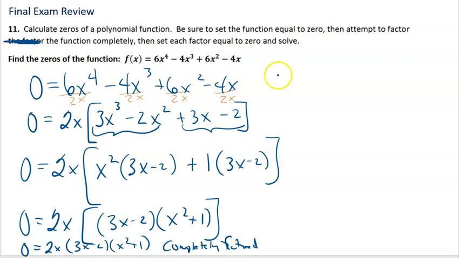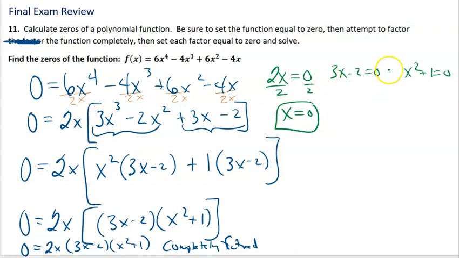No. We set each factor equal to 0. Okay, so I'm going to change colors on you so you can follow. The first factor is 2x, I'm going to set it equal to 0. 3x minus 2, I'm going to set that equal to 0. And x squared plus 1, I'm going to set that equal to 0. 2x is equal to 0. I divide each side by 2 to get x is equal to 0. 3x minus 2 equals 0. I'm going to add the 2 first to get 3x equals 2 and divide both sides by 3 to get x is 2/3.